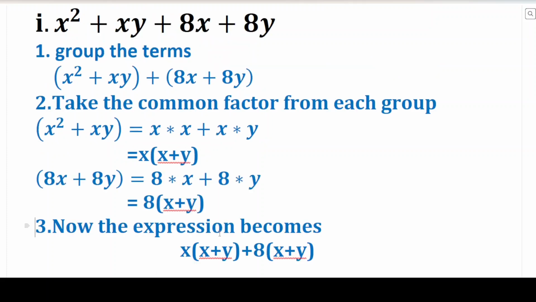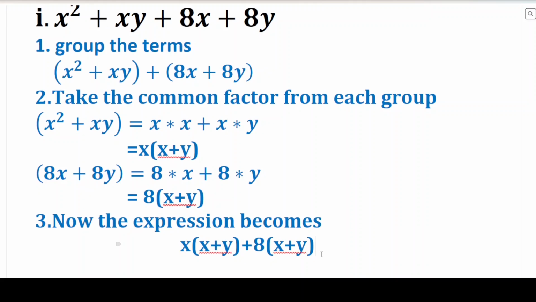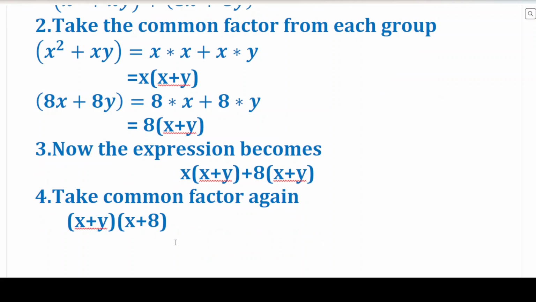Now the expression becomes, we have to join these two groups: x into (x plus y) plus 8 into (x plus y). In this expression, what is the common factor? x plus y is the common factor. So we take x plus y out as the common factor again. (x plus y) into (x plus 8) is the answer here.